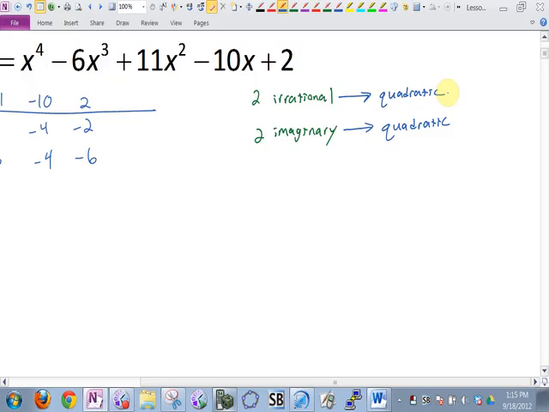This is a degree 4. So if it's a degree 4, and one of the factors is a quadratic, then what do you multiply a quadratic by to get a degree 4? Another quadratic. Okay? And the fact is, because all these coefficients are nice, then quadratic factors are going to have nice coefficients, and whenever you have a quadratic factor with nice coefficients, the irrationals are conjugates. Okay? So we're going to use that to our advantage.